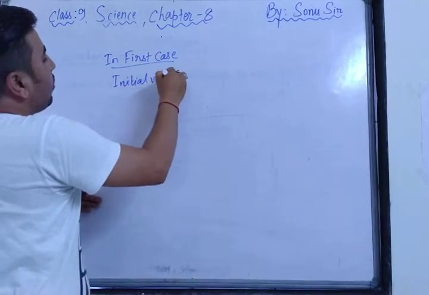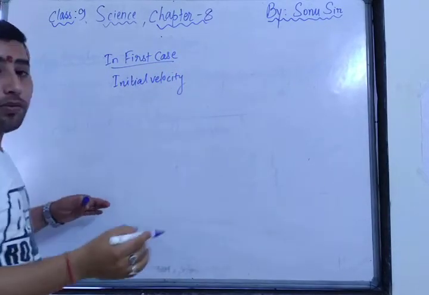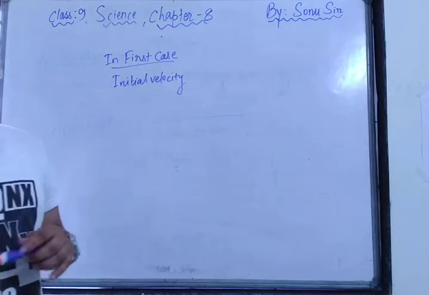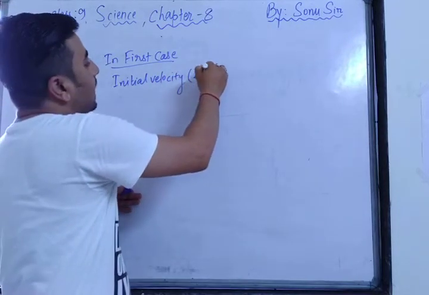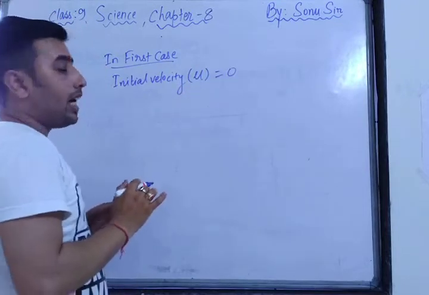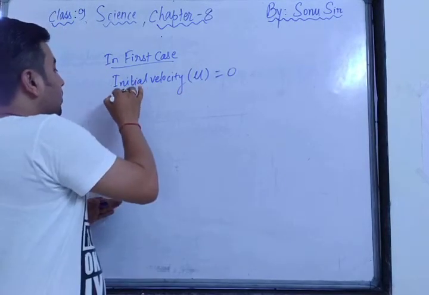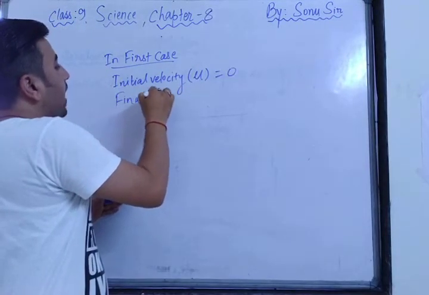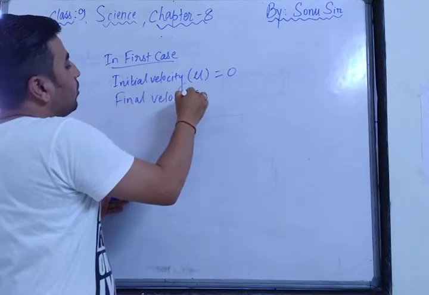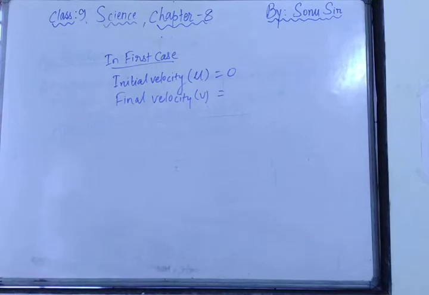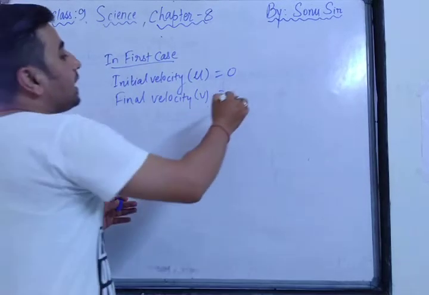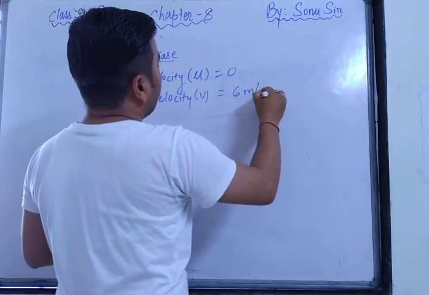Initial velocity is denoted by U, as I just informed you in the formula. Initial velocity means starting velocity, which was zero. And final velocity was denoted by V. How much was his final velocity? In the question it said 6 meter per second. So final velocity is 6 meter per second.